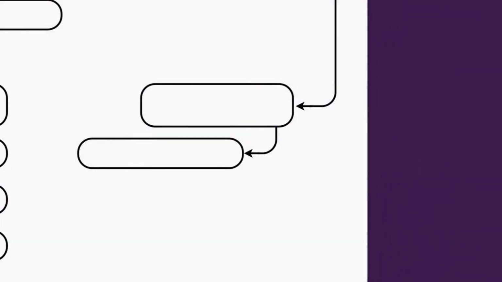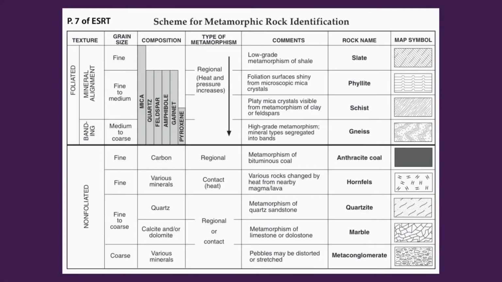So our second type of metamorphism is called regional metamorphism, and this is caused primarily by pressure. Of course, all of this is summarized in your reference tables on the metamorphic rock chart on page 7. You'll notice type of metamorphism, composition, what minerals are involved, how big the crystals are, whether it has banding or not, the names of the rock, and the map symbols.